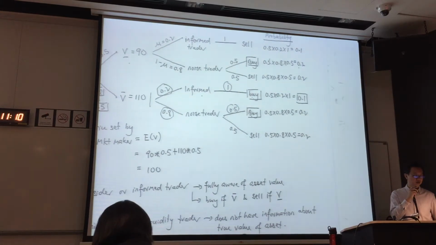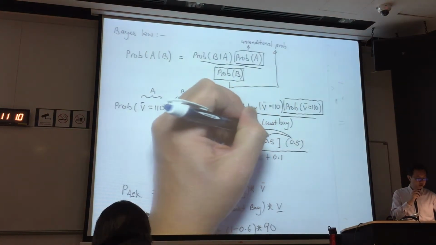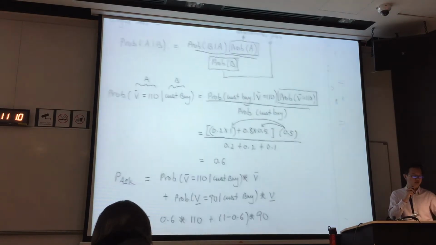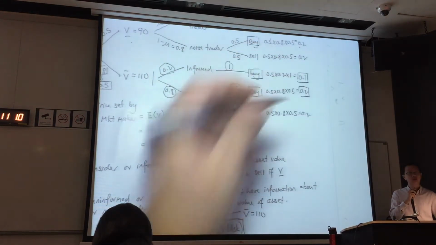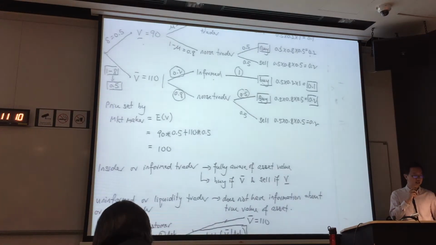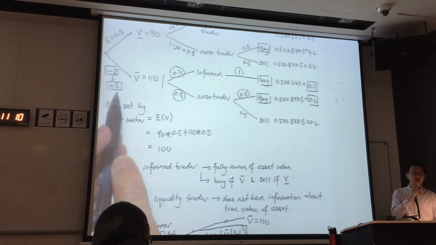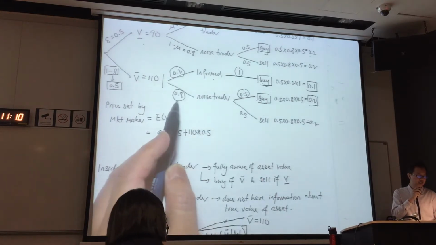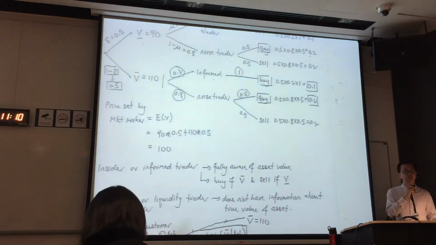So if you consider this 0.5 here, you multiply by 0.8 and 0.5. This will give you this probability. It's actually the probability that the value is 110, multiplied by the conditional probability that the noise traders will be buying, so times 0.8 and 0.5. So once you get this tree diagram, if you want to work out the probability, it's actually very, very fast.